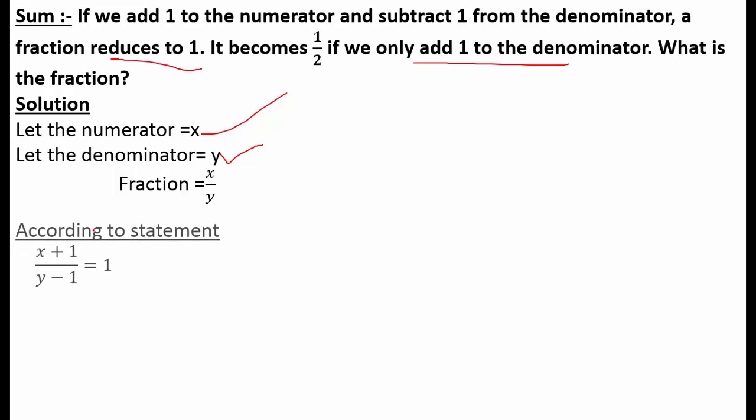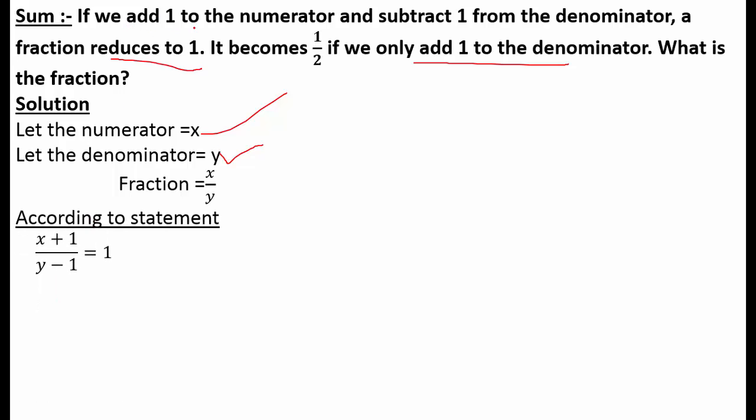Now according to the statement, if we add 1 to the numerator, that is x plus 1, and in the denominator if we subtract 1, this will become y minus 1. This fraction reduces to 1, means this fraction equals 1. Now cross multiply, this will become x plus 1 equals y minus 1, and x minus y equals minus 2. This is my first equation.